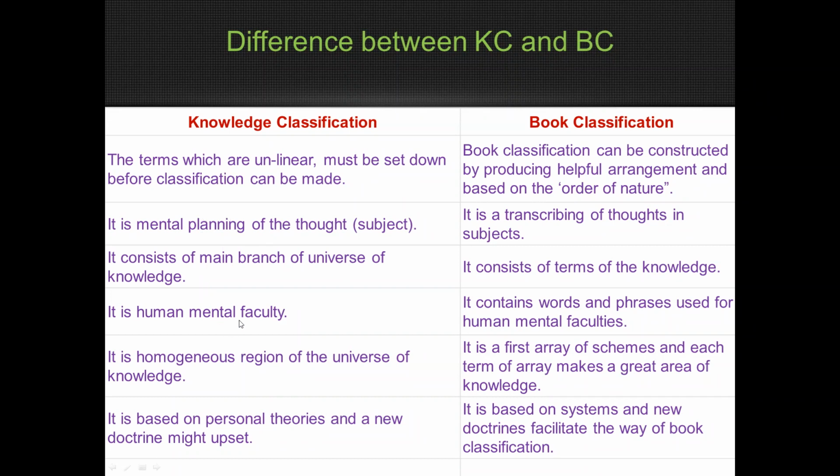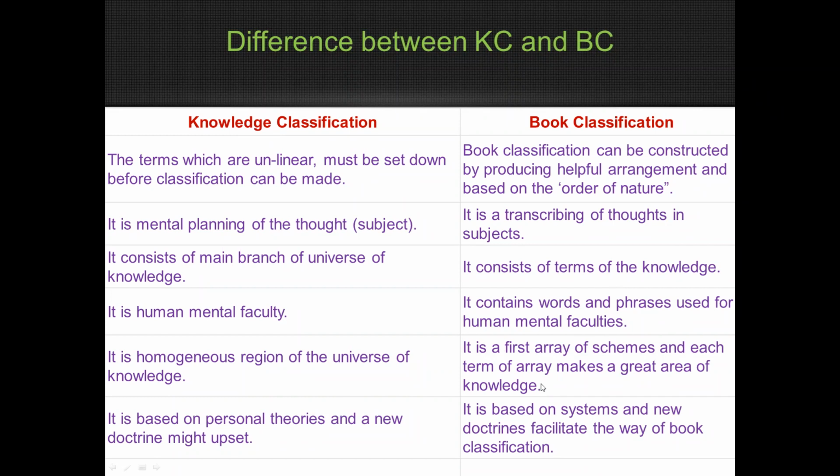Knowledge classification is a mental planning of the thought or the subject, and it is the transcribing of thought in the subject. Book classification consists of many main branches of the universe of knowledge, and here it consists of the terms of the knowledge. It is a human mental activity. Then it contains words and phrases used for human mental faculties. Knowledge classification is a homogeneous region of the universe of knowledge.